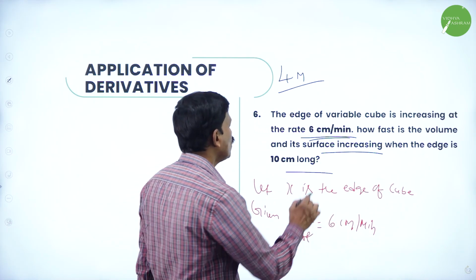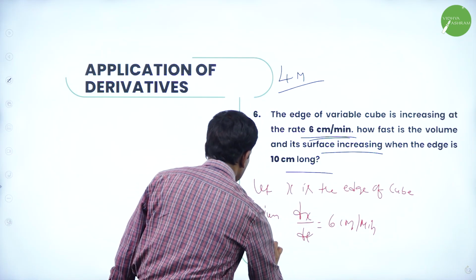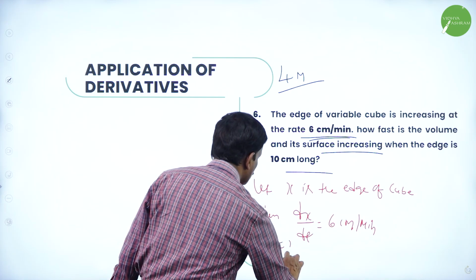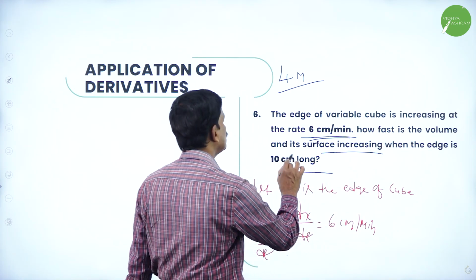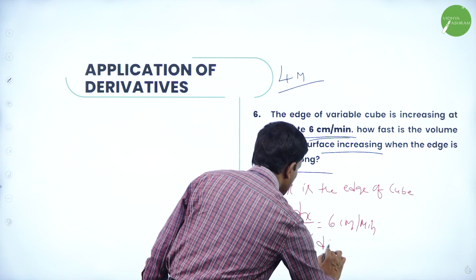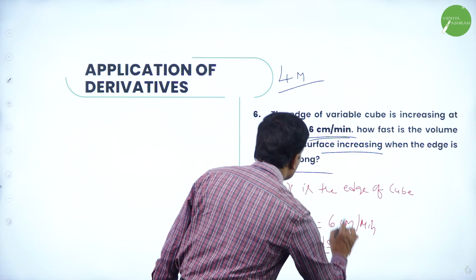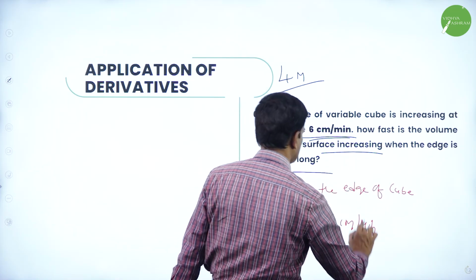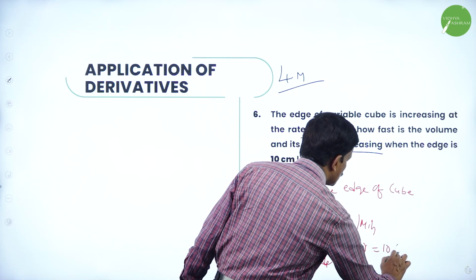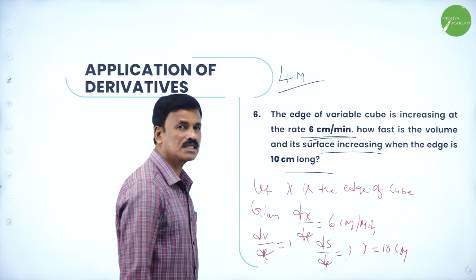Now what is to find? How fast is the volume? Volume means dV by dt is to be determined, and the surface area, dS by dt, is to be determined, when the edge is equal to, when x is equal to 10 centimeters. So these are the given conditions.